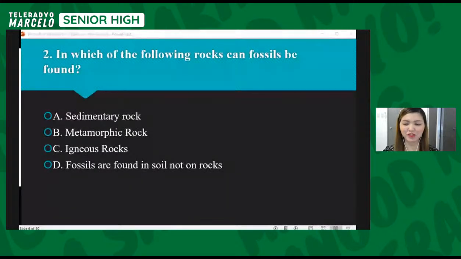Again, in which of the following rocks can fossils be found? Is it letter A, sedimentary rock? B, metamorphic rock? C, igneous rocks? Or letter D, fossils are found in soil, not on rocks? What is your answer? Is it letter A, B, C, or D?